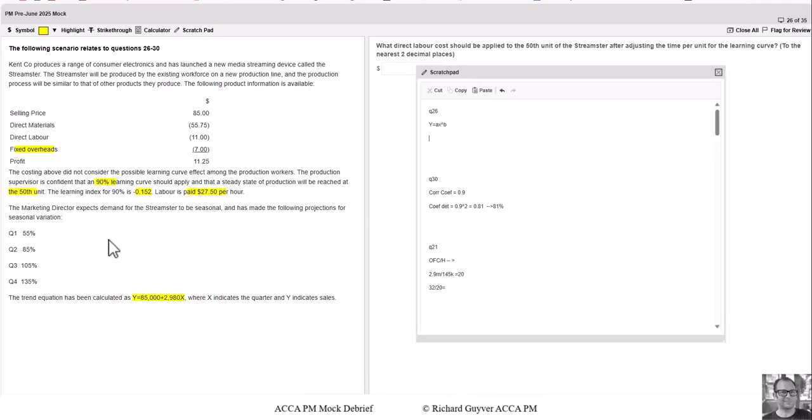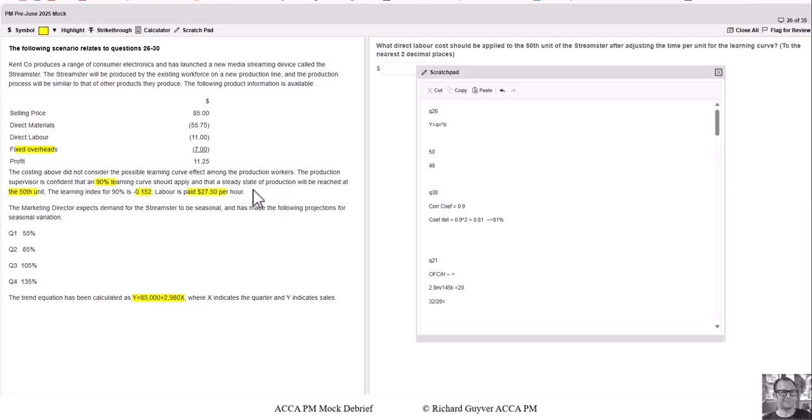This scenario where we have to work out a cost based on the learning rate happens quite often, and it's worth learning this process. We need to do a calculation for 50 units, and then we need to do one fewer. So if the steady state occurs at the 50th unit, we work out the total time taken for the first 50 units. We work out the total time taken for the first 49 units, and the difference must be the time taken for the 50th unit.